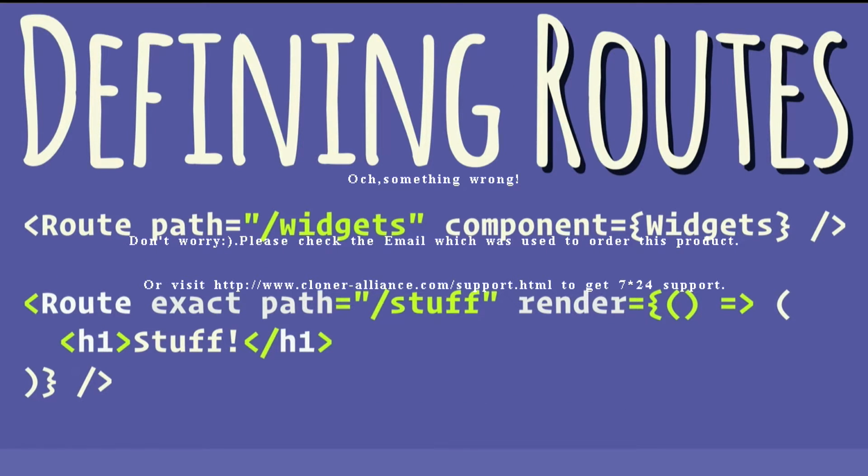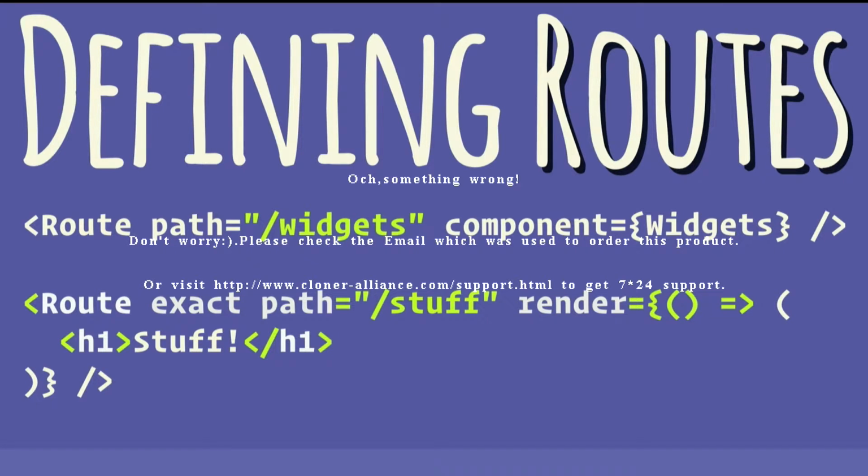Then we have to define some routes, which we do with a Route component that is built into React Router. So let's look at that top one. Route path equals /widgets, component equals Widgets. What do you suppose that does? If our URL matches /widgets, it renders the component Widgets. Piece of cake. Now that would also match /widgets/45 or /widgets/donkeys. That is still a match.